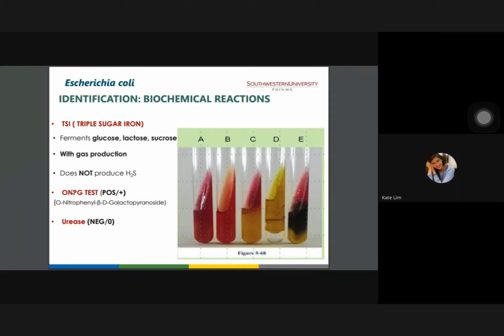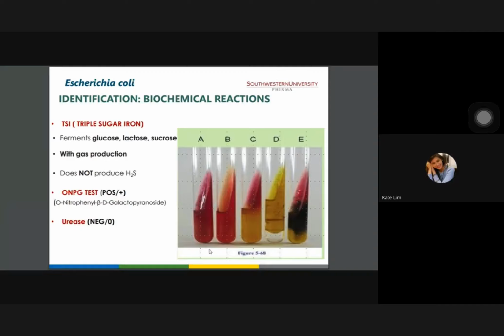It says here E. coli does not produce hydrogen sulfide. It doesn't have a black precipitate, just like in your letter E, which is an example of a black precipitate. Okay? And we have other tests. We have the ONPG, which is positive, and urease for Escherichia, which is negative.